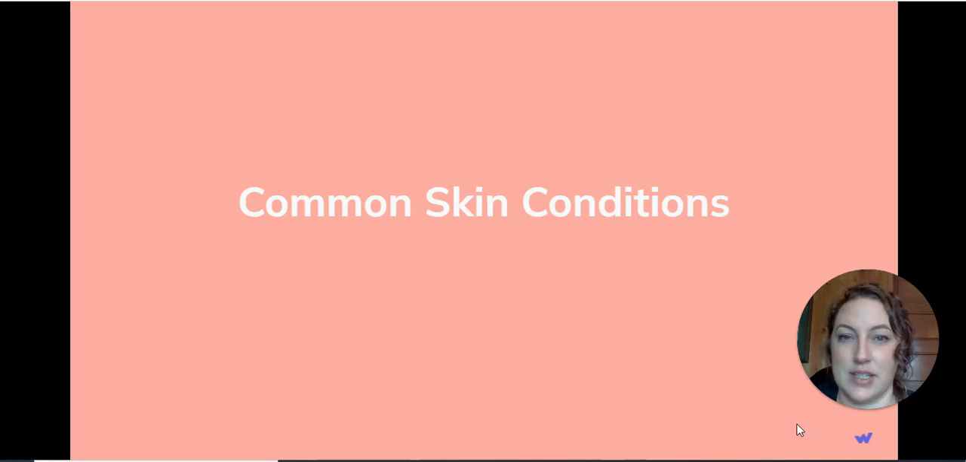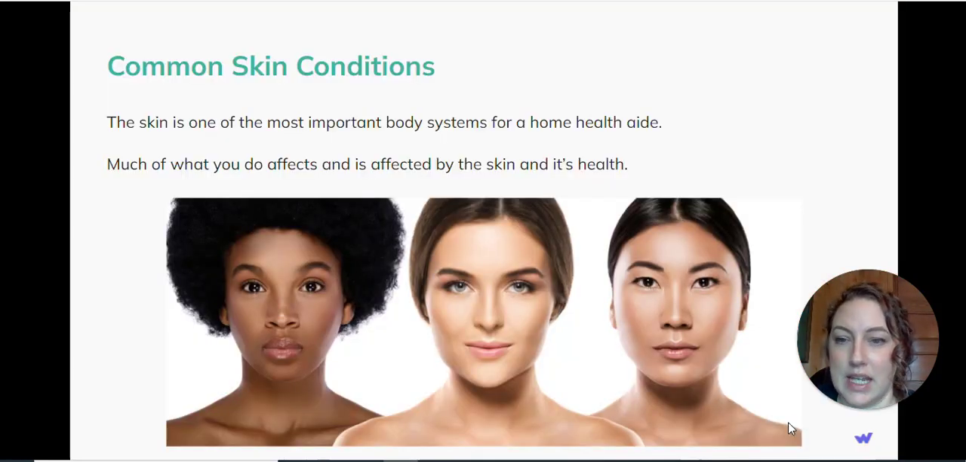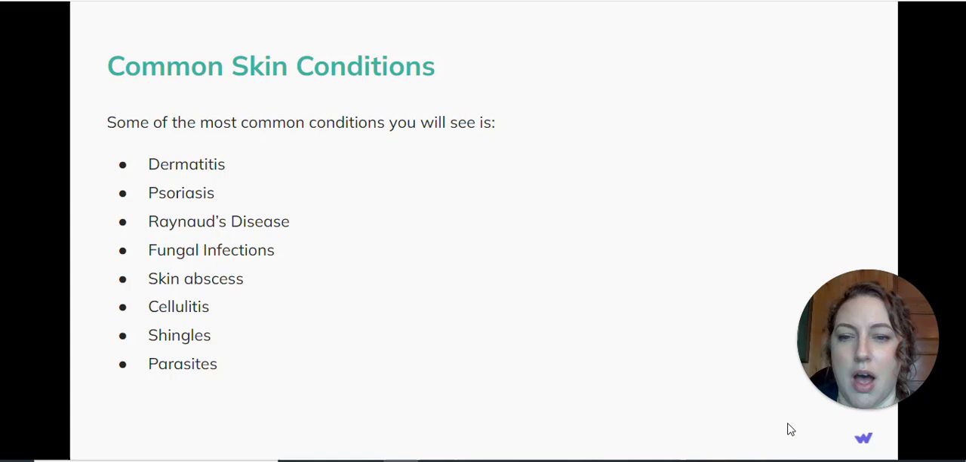Common skin conditions. The skin is one of the most important body systems for a home health aide. Much of what you do affects and is affected by the skin and its health. Some of the most common conditions you'll see are dermatitis, psoriasis, Raynaud's disease, fungal infections, skin abscesses, cellulitis, shingles, and parasites.